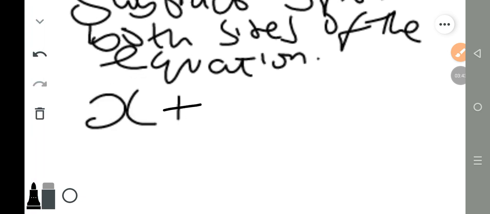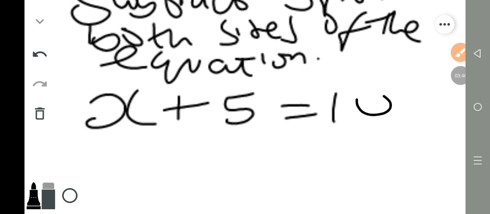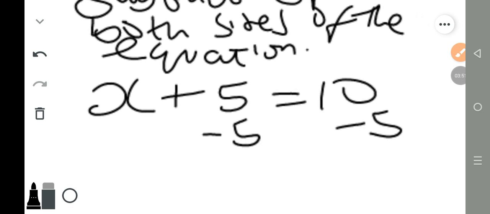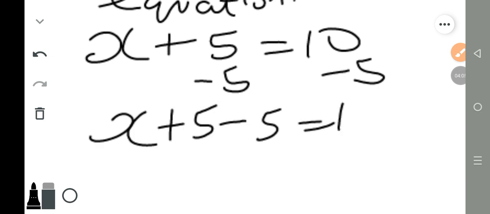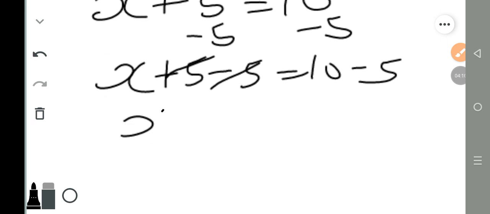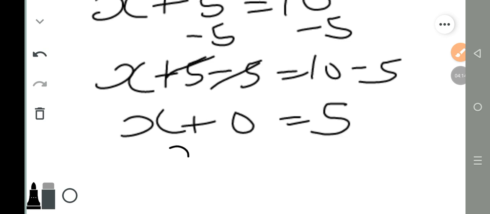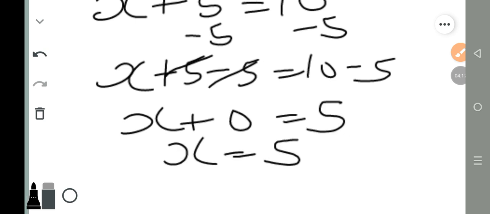And when you subtract 5 from both sides of the equation, you have x plus 5 minus 5 equals 10 minus 5. One thing about operations, the plus, minus, division, multiplication, is that they have their own rules. Plus 5 minus 5 is 0. So you have x plus 0 equals 10 minus 5, which is 5. And x is equal to 5.